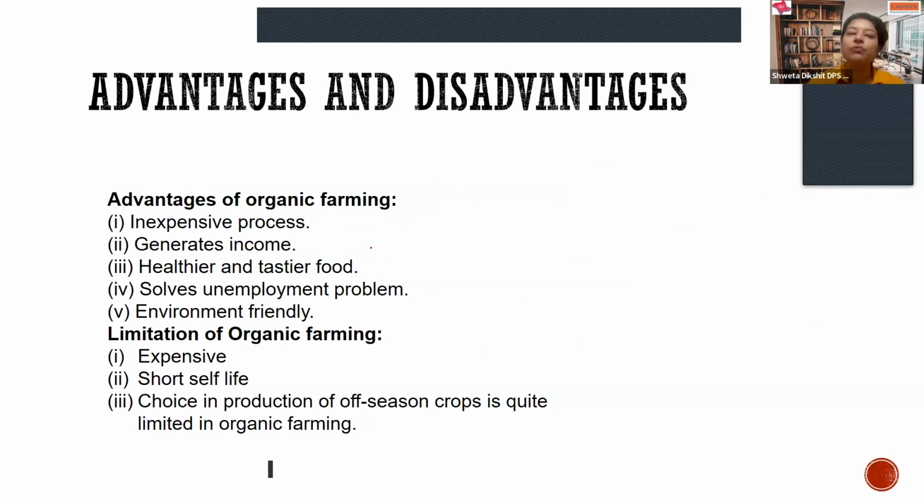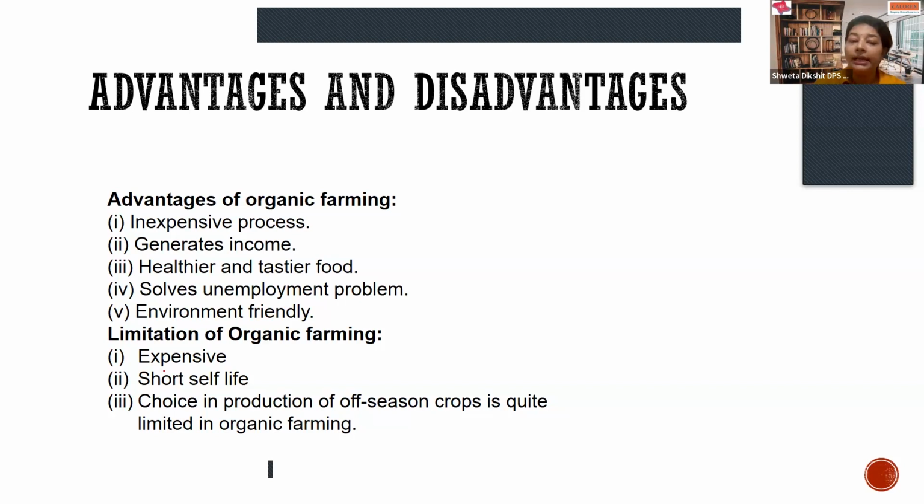Now, the advantages and disadvantages of organic farming. I don't need to tell you what organic farming is, but the advantages and disadvantages are generally asked as a long answer. So what are the advantages? The first, the process is inexpensive and generates income. It is a healthier option, and the food produced by it is also tastier. It solves the problem of unemployment because here we don't need much investment. It is environment friendly. The most important thing is it is environment friendly and good for human health.